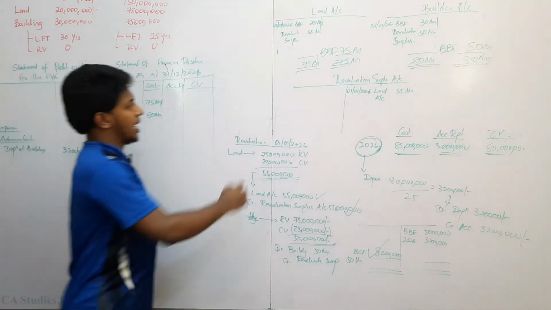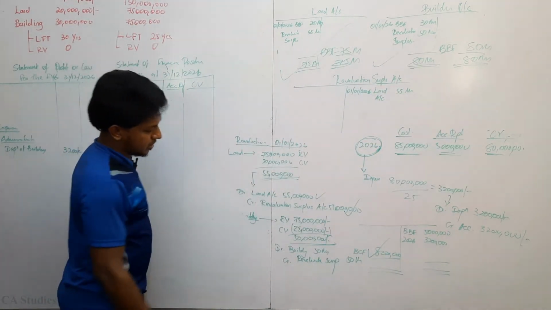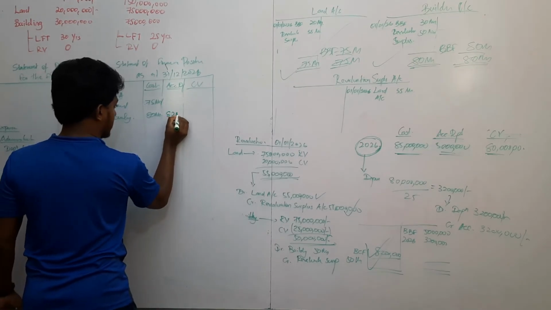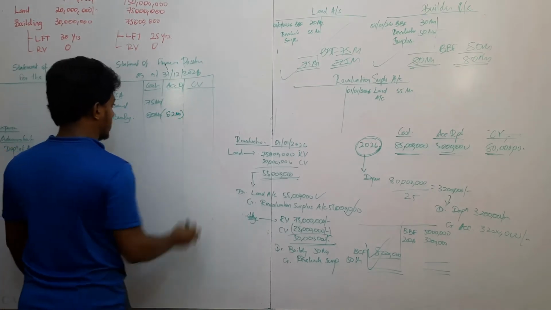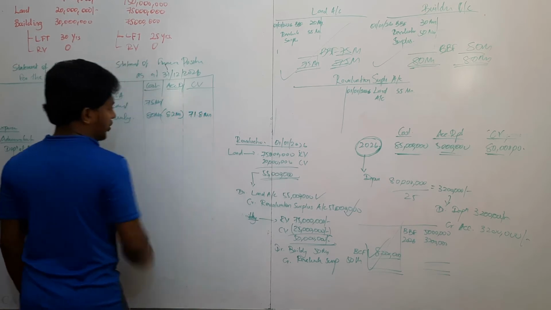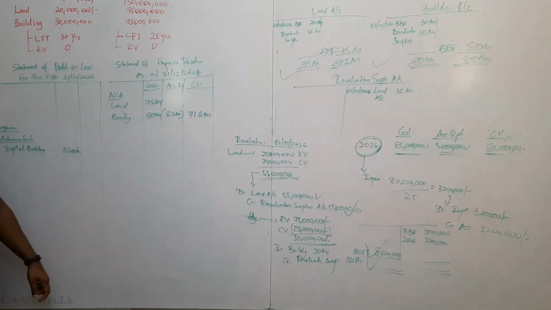Okay, building, land done. Now depreciation. Take this also, 8.2 million. On 8.2 million gone, 71.8 million is the carrying value now. 2026 year. What else is there?